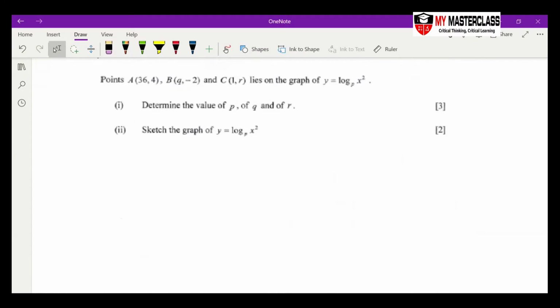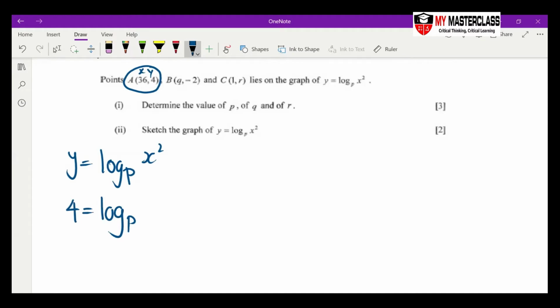So I have y equals log base p of x squared. Remember, this is a coordinate. A coordinate means the 36 is the x and the 4 is the y. So I put in 4 equals log base p of 36 squared.